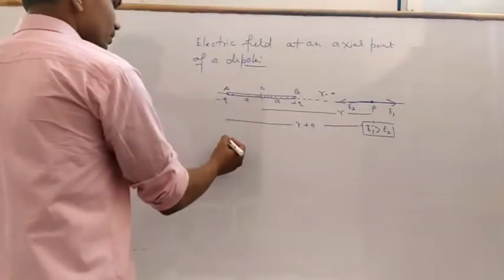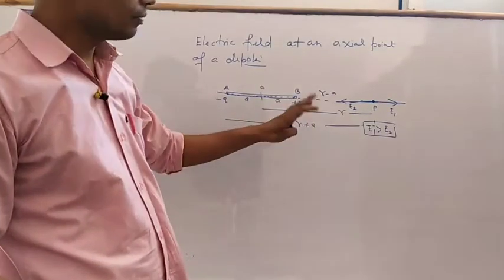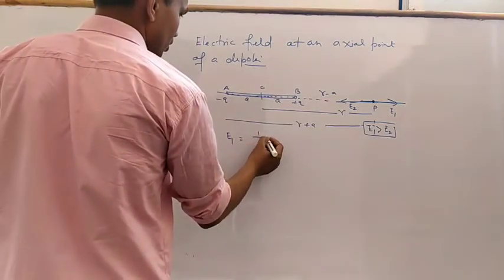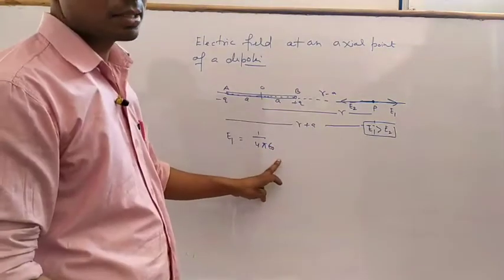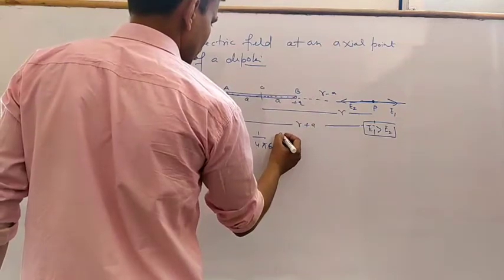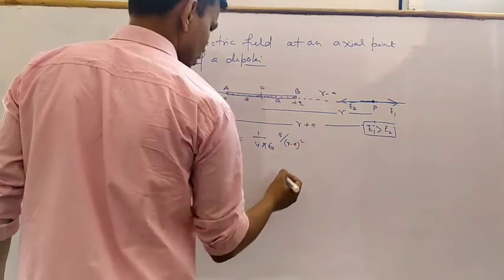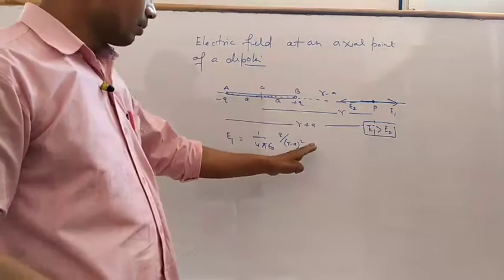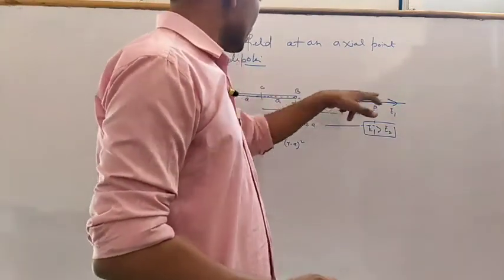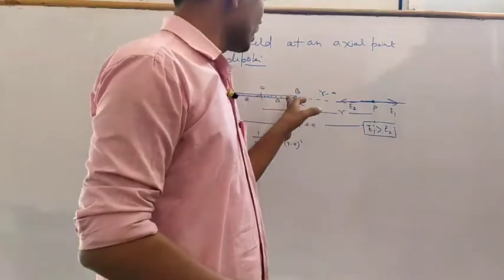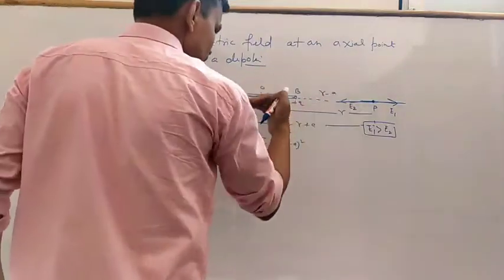Now if E1 is the strength of electric field at point P due to this positive charge, we can calculate E1 equal to 1 upon 4 pi epsilon naught, then the charge Q, and their separation from this to this, which we have written as r minus a whole square. Here you have to see that the direction of E1 is away from the electric dipole, and E2 is towards the dipole.